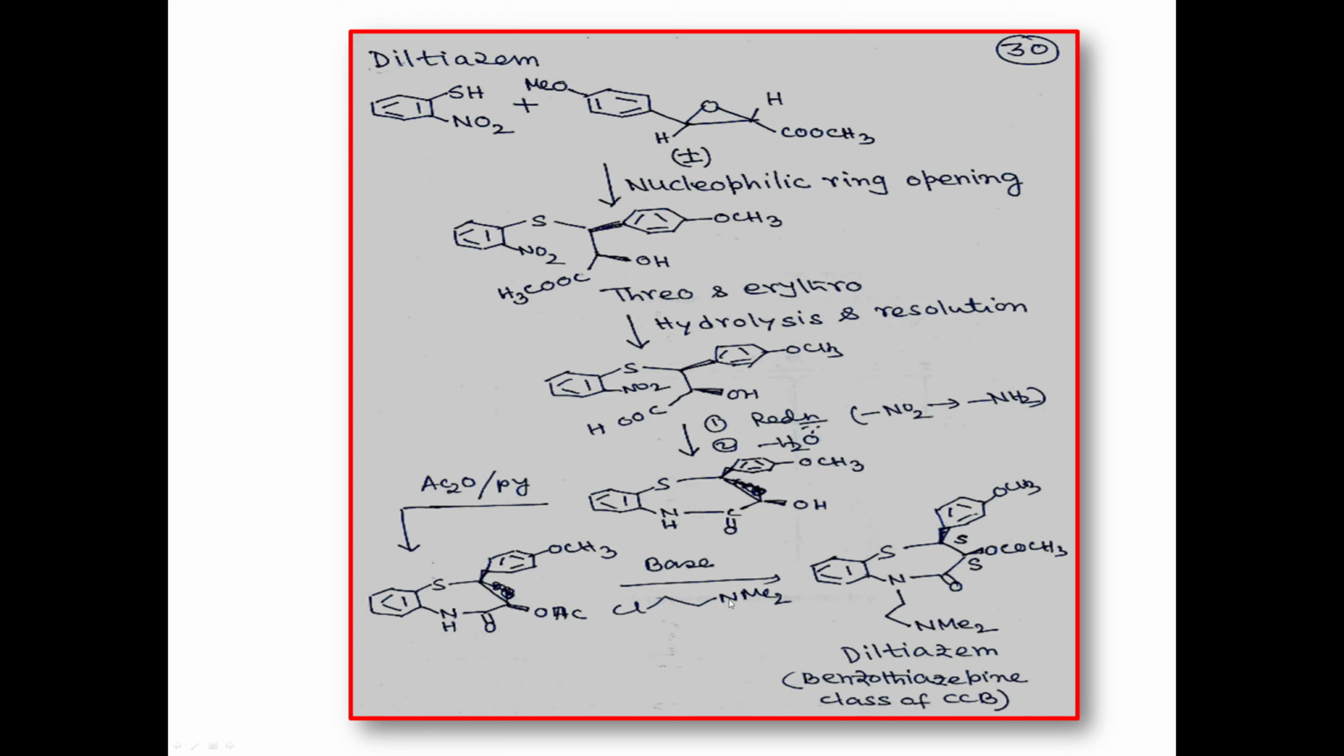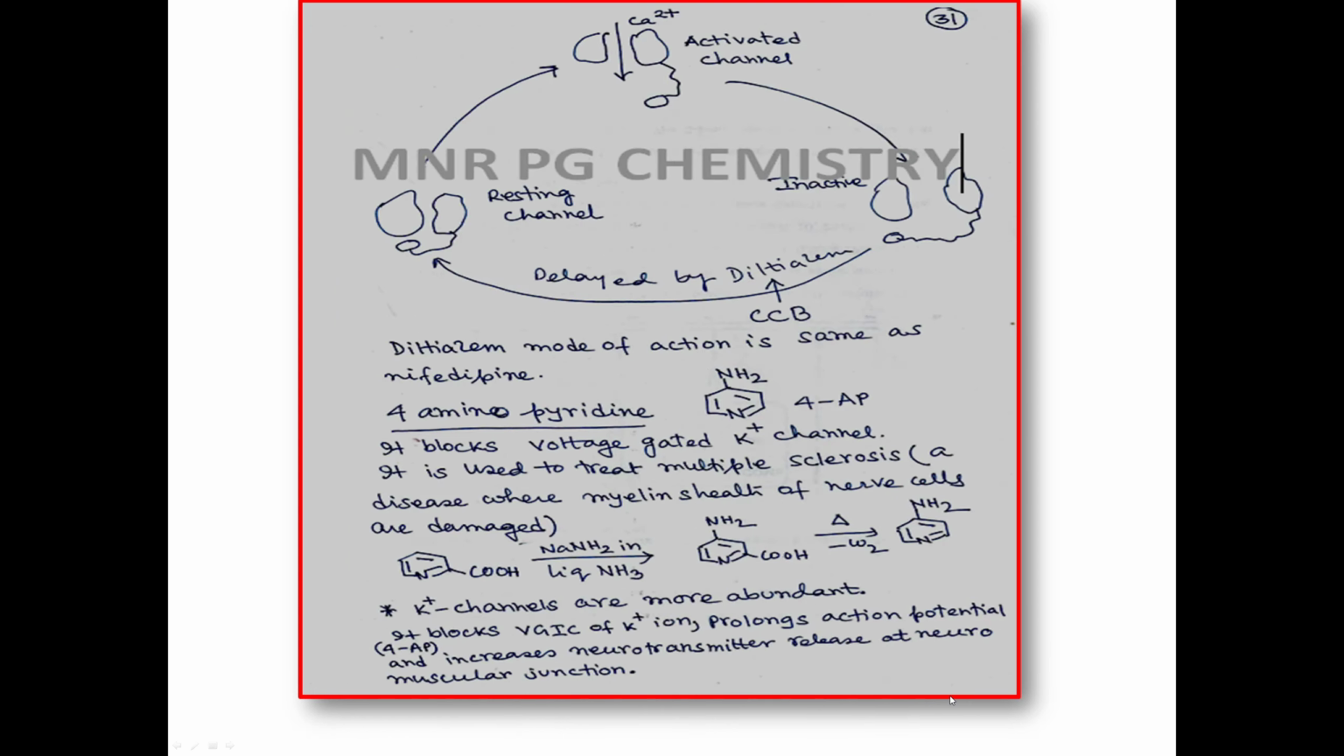So with this NMe2CH2CH2Cl will come, and HCl will go, N-alkylation will happen, and this is what is called diltiazem, which contains the benzothiazepine ring, a seven-membered ring which contains the sulfur and the nitrogen. So it is a benzothiazepine class of calcium channel blocker.